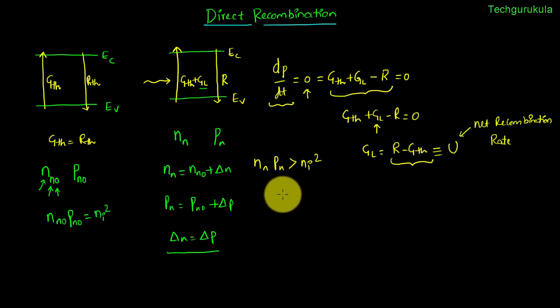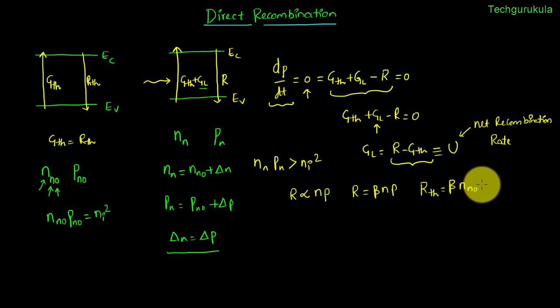Now assuming the semiconductor is a direct bandgap semiconductor, we can say the recombination rate would be directly proportional to the electron concentration times the hole concentration, which tells us that if both the concentrations are higher, then the recombination would be higher. If both are small, then the recombination rate would be smaller. Taking a proportionality constant, we can write R as beta times n times p. And similarly, we can write the recombination rate in thermal equilibrium as beta times the thermal equilibrium concentrations, Nn0 times Pn0. We know that GTH is equal to RTH.